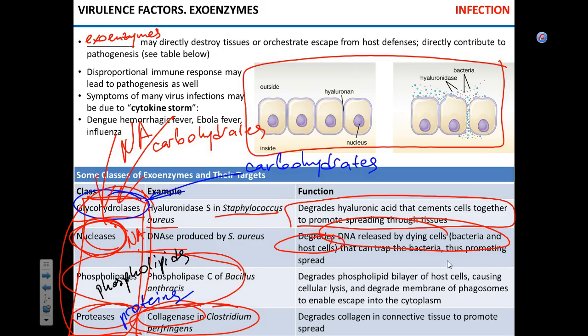Take home message from here. Understand the idea of exoenzymes, those 4 classes that they can do damage to the tissues, and understand the idea of hyperactivation of the immune system. Any questions?